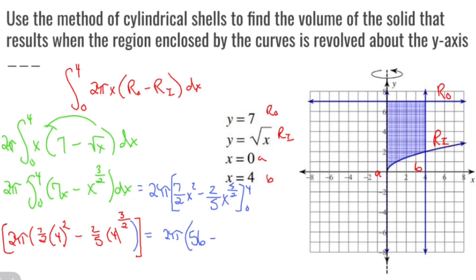What's 2/5 of 32? The answer is 12.8. So this becomes 12.8. What is 56 minus 12.8? The answer is 43.2. And what's 2 pi times 43.2? It's approximately 271.4336.